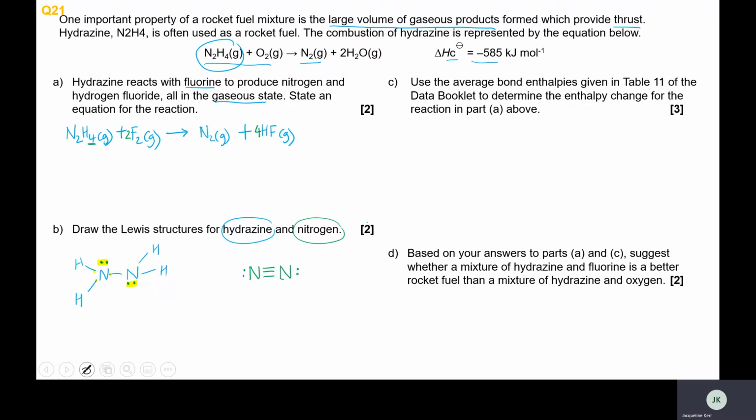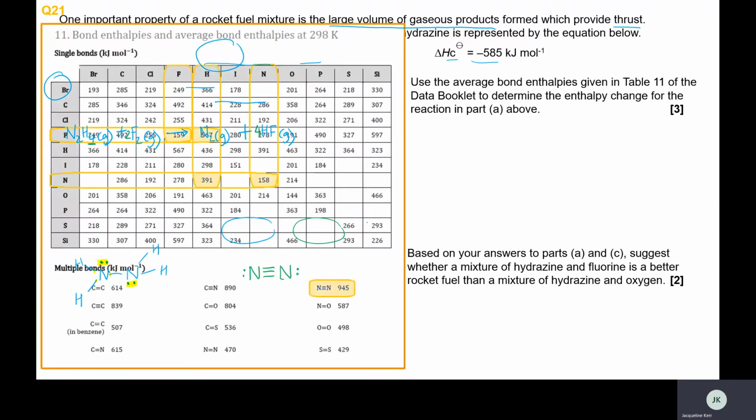Next, we're going to use the average bond enthalpies given in table 11 of the data booklet to determine the enthalpy change for the reaction in part A. So part A is our reaction with fluorine. It's going to clash with my ink annotations a little bit, but I'll bring up those bond enthalpies. I'm sorry, I can't work out a way to cover what I've written with my pen there. But we have here, in fact, it's kind of useful, we're going to have our hydrazine, which we've drawn.